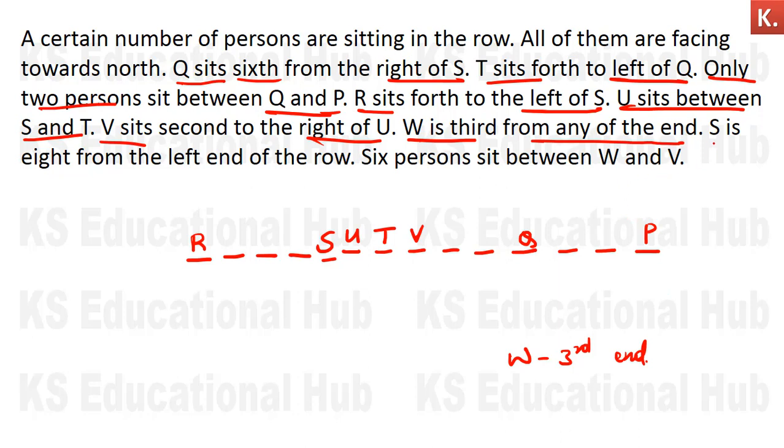The next one is S is 8th from the left end of the row. So S is going to be the 8th person from the left end of the row. So 1, 2, 3, 4, 5, 6, 7, 8. Now see, S is 8th from the left end, so the left end is this. 1, 2, 3, 4, 5, 6, 7, 8. Of course, S is at the 8th place.